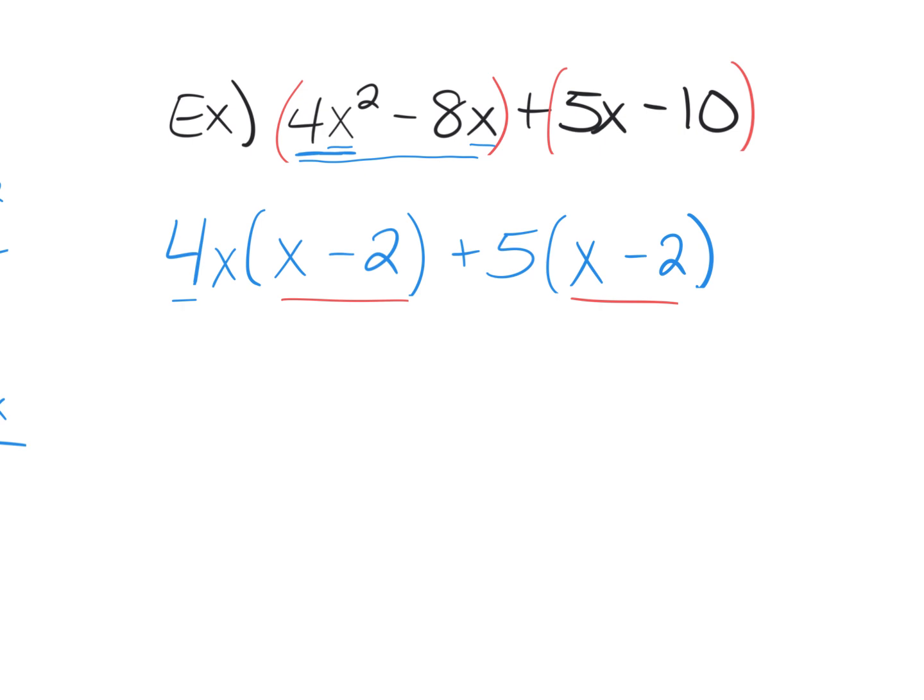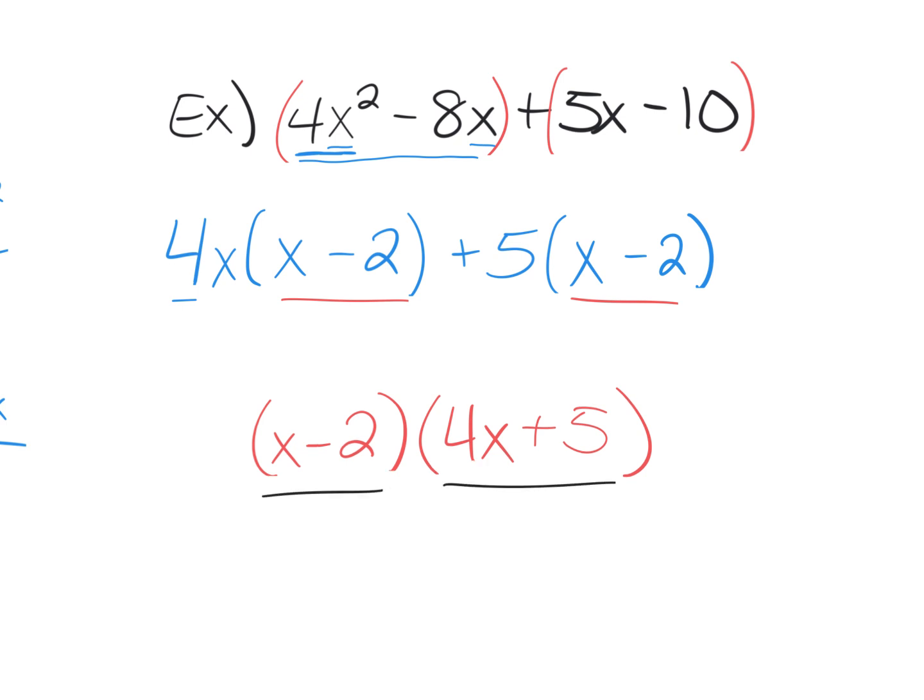In this case, they are the same, so we can move on to our last step, and that's just rewriting the answer. So, we take what we have in common. What do we have in common? X minus 2. So, x minus 2 is one of our factors. And then we write what we have left. What's left? 4x plus 5. Yep. So, we took what we have in common, and then we took what we have left over.